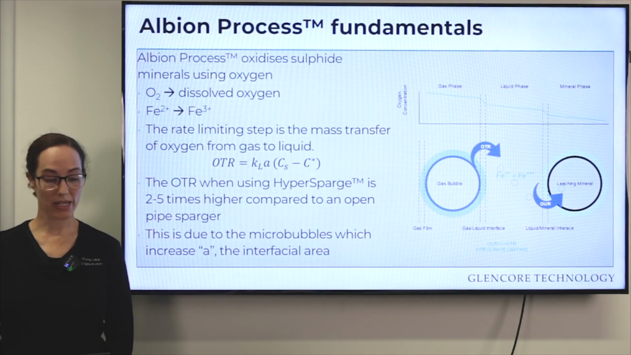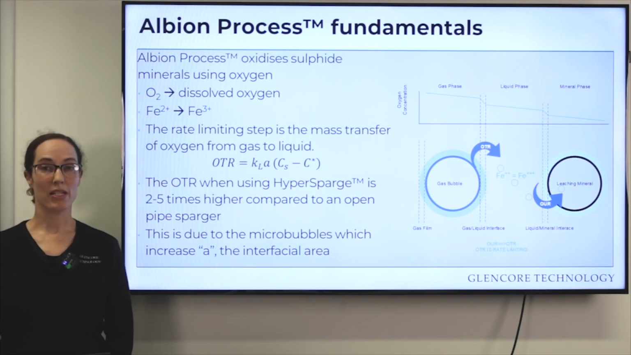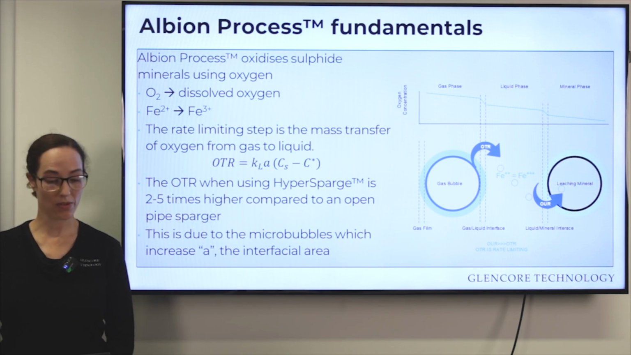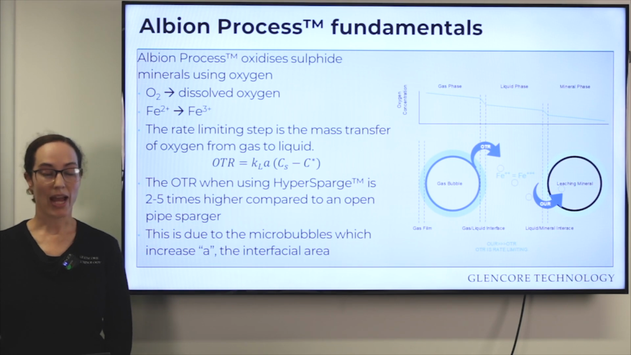If we jump into the fundamentals, what is at the heart of the Albion process? It is the mass transfer of oxygen from the gaseous phase to the liquid phase. There, the ferrous in your liquor is converted to ferric, and this affects the oxidation of your sulphide. The rate-limiting step of this whole process is the mass transfer of oxygen from gas to liquid. And if we look at our oxygen transfer rate equation, we can see what we can play around with to try and make this as fast as possible.